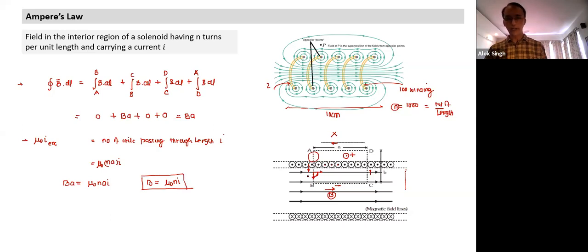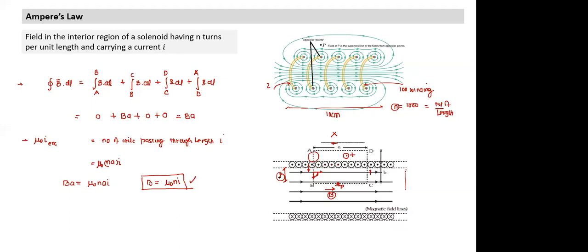This is the field inside the solenoid, and what we have calculated is at some arbitrary distance R. The formula we derived is independent of the distance of the point. So anywhere inside this solenoid, the field is the same, equal to mu naught N I. It's a very simple formula, but it is used very often. N is the number of turns per unit length, and I is the current. That's a uniform field inside the solenoid.